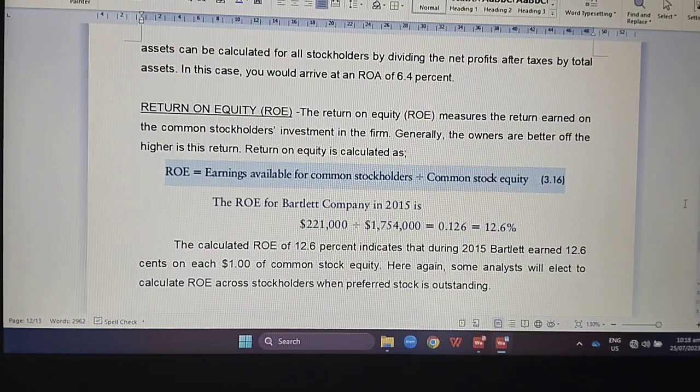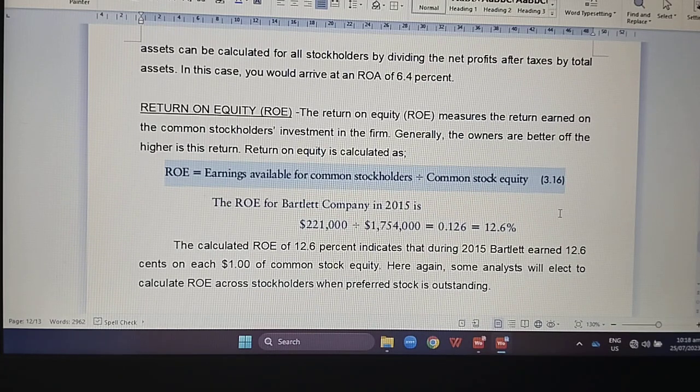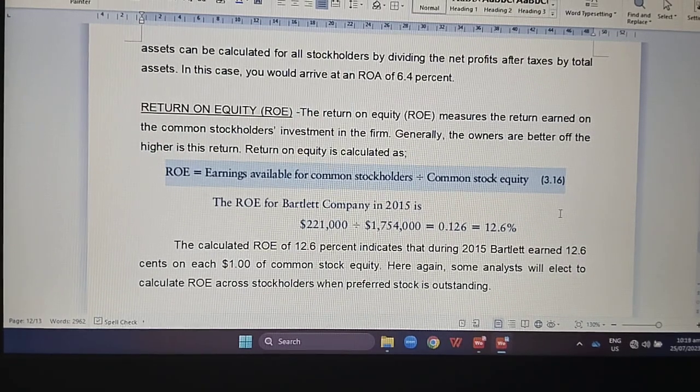Return on equity o ROE measures the return earned on common stockholders' investments in the firm. Generally, the owners are better off the higher this return is. So, dito sa example natin, it's 12.6%. So, the ROE of 12.6% indicates that in 2015, Bartlett earned 12.6 cents on each $1 of common stock equity. Okay? So again, some analysts will elect to calculate ROE across all stockholders when preferred stock is outstanding.